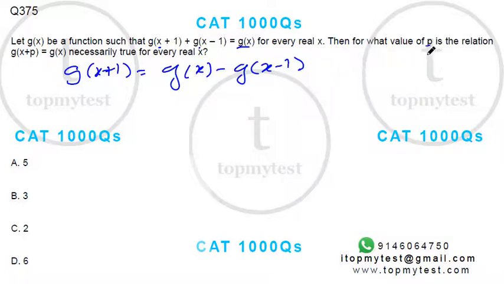Then for what value of p is the relation g of x plus p equals g of x? So you're trying to find the cyclicity of this function. P is the cycle, right? Let's check what this is.